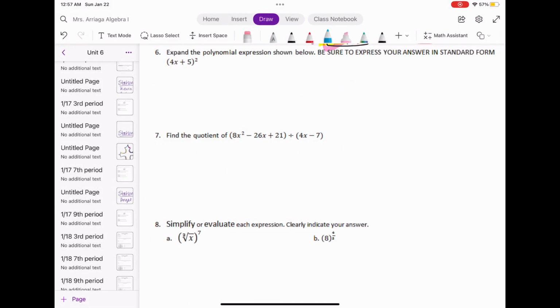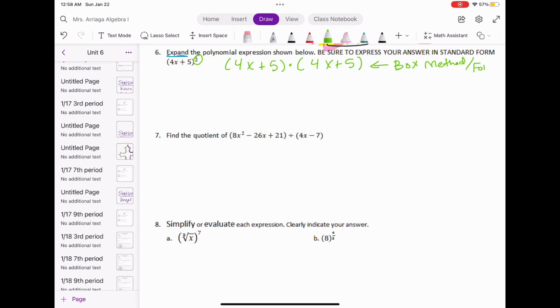All right, number 6 says to expand the polynomial expression. So what does that mean? So you see that square? That means that, remember, when something is squared, it just means that you multiply it twice. So whatever's in the parentheses, you're going to multiply it twice. So it basically is going to be the binomial times the same binomial. And isn't that just the box method or FOIL method?